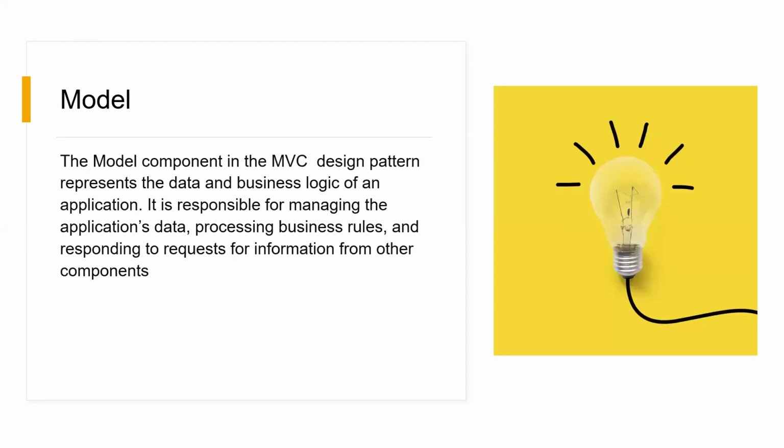The first component is the model. The model component in the MVC design pattern represents the data and the business logic of an application. It is responsible for managing the application data, processing business rules, and responding to requests for information. The model component corresponds to all data-related logic that the user works with. These represent either the data being transferred between the view and the controller components or anything like that. For example, a customer object retrieves the customer information from the database, manipulates it, and updates the data back to the database.